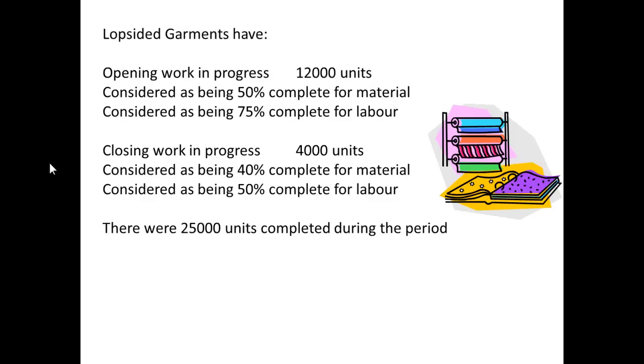So we'll have lopsided garments. I've bought a number of those recently. Lopsided garments have opening work in progress 12,000 units, considered as being 50% complete on material, 75% complete for labour, and the closing work in progress 4,000 units, 40% complete for materials, 50% complete for labour, and we've got 25,000 units that were completed during the period.